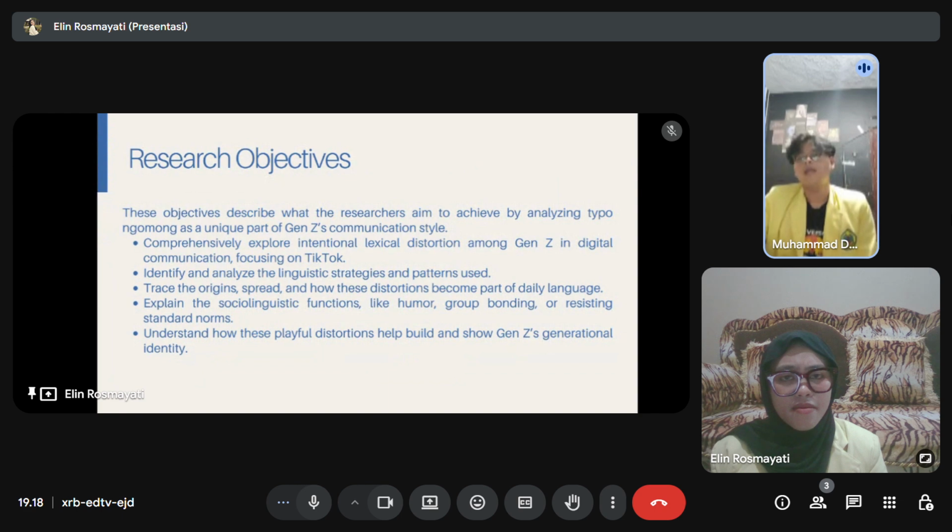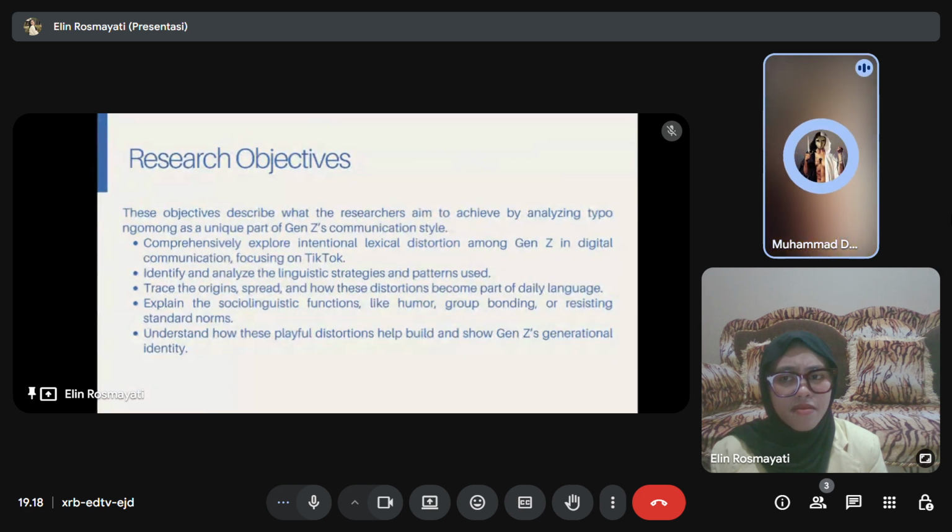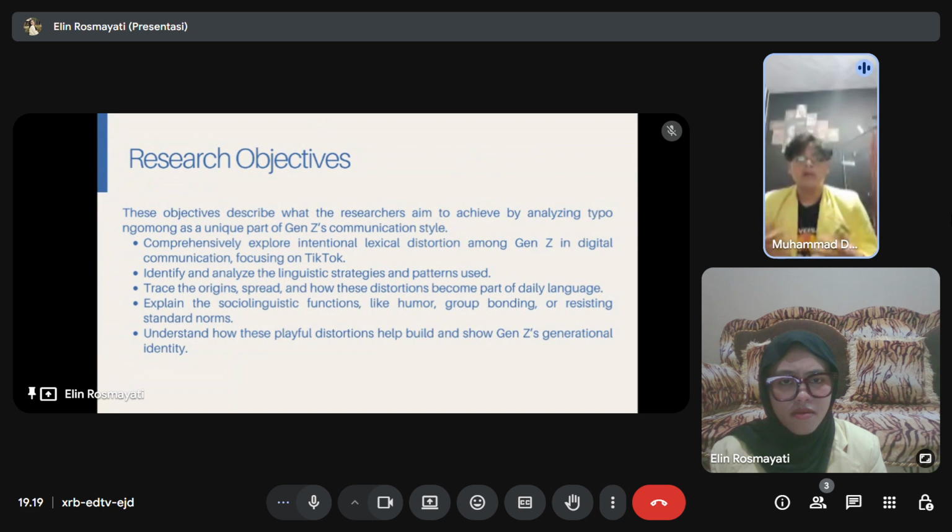For the research objectives here, this objective describes what the researcher aims to achieve by analyzing typo ngomong as a unique part of Gen Z communication style. For point one, comprehensively explore intentional lexical distortion among Gen Z in digital communication, focusing on TikTok. Not just TikTok, we are focusing on social media, for example WhatsApp, Instagram, TikTok, but most of the typo ngomong or slip tongue we found on TikTok because many people use typo ngomong or slip tongue as a trend that goes viral, especially in the comment section. They are always typing the typo ngomong or the slip tongue there.